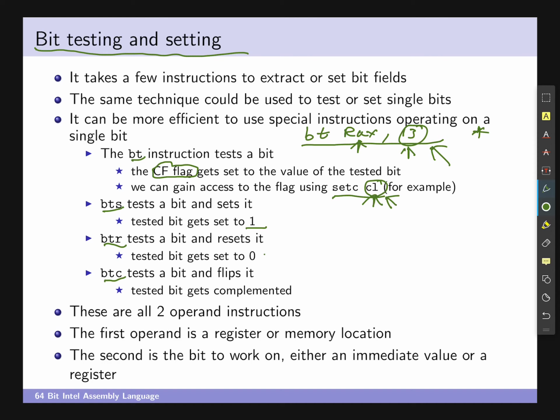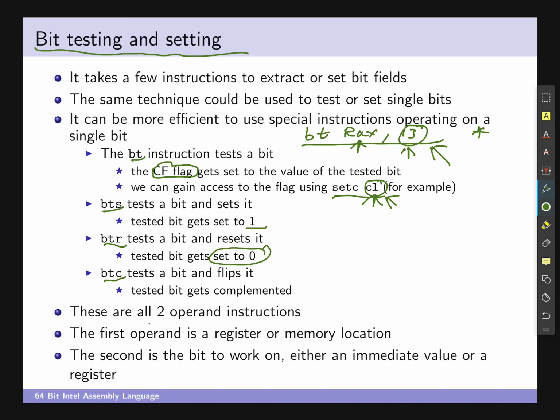We then have BTR, which stands for bit test and reset. This will also store the result of the bit you're looking at in the carry flag, and it will set it to be 0. So that's why we said reset it. It blanks it out. It will set that bit to 0.